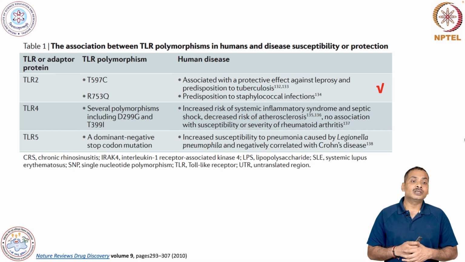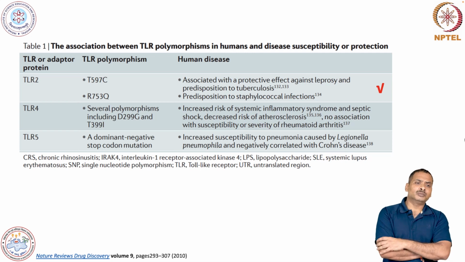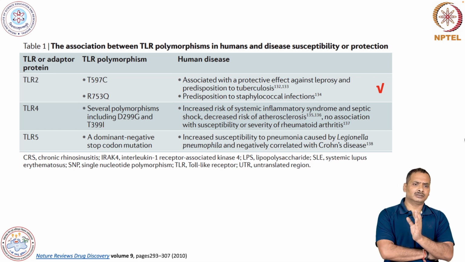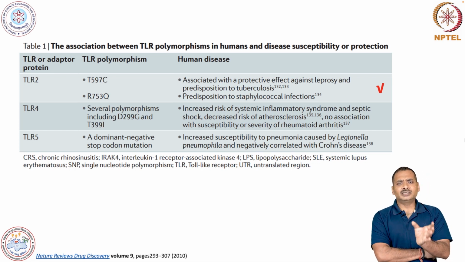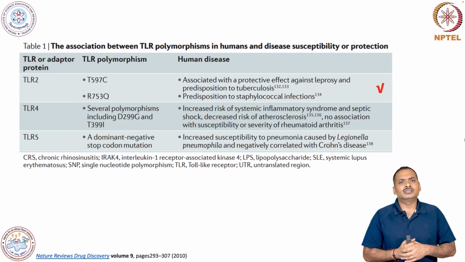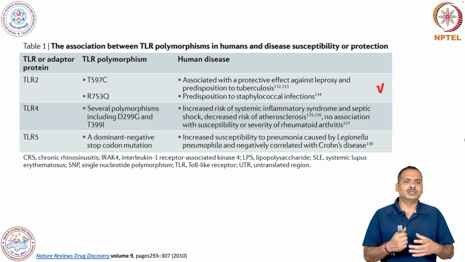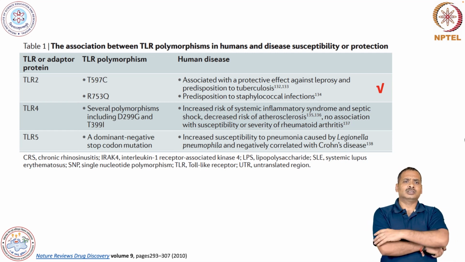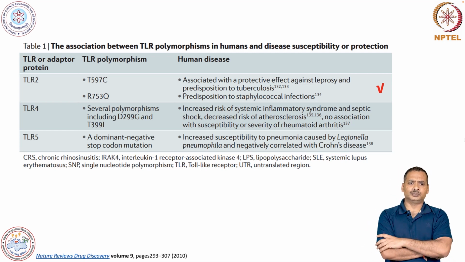Okay. There is one more polymorphism associated with TLR2, that is an R amino acid change, which is arginine converted into the Q amino acid, and these individuals are kind of susceptible, or there is a predisposition to staphylococcal infection. So this is associated with TLR2.